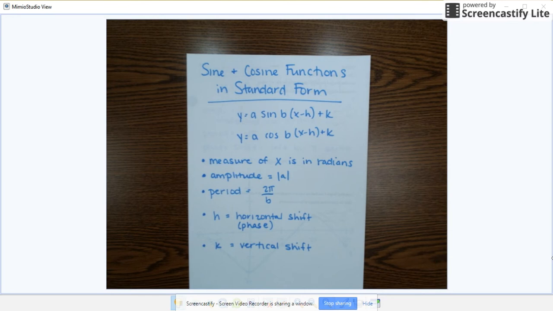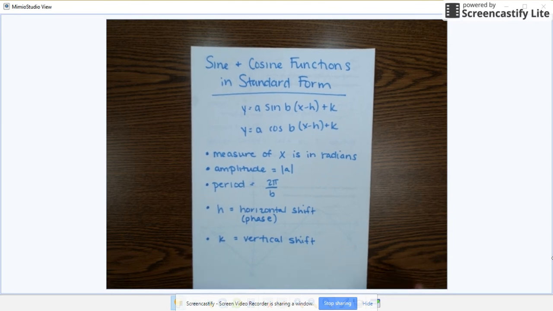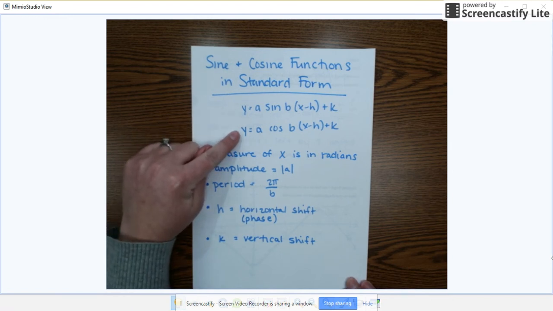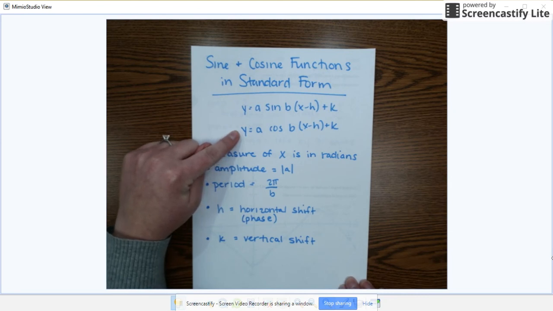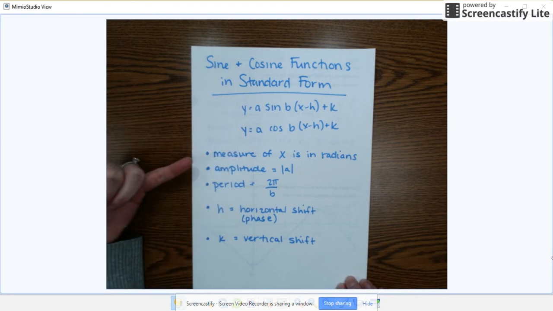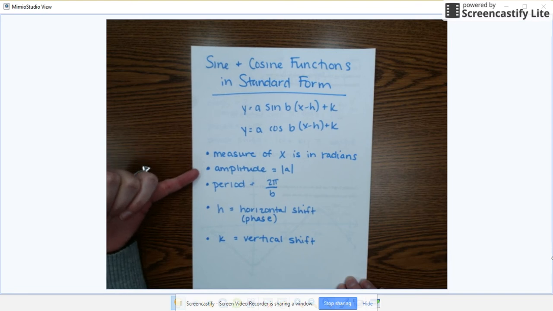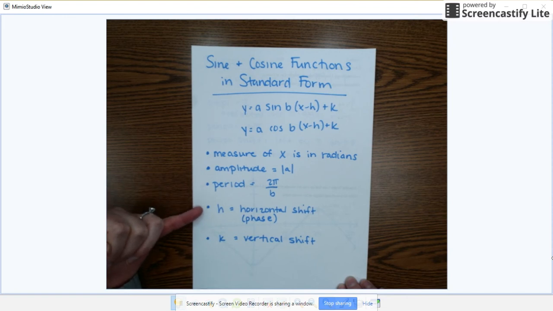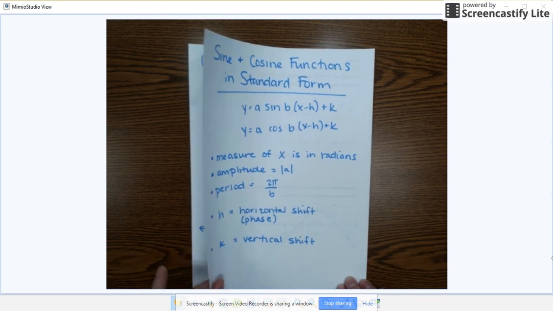Okay, here is just a lot of the information we talked about the last couple days in one place. So a sine of b times x minus h plus k, and then a times cosine of b x minus h plus k. So remember, x always has to be in radians. Your amplitude is going to be the absolute value of a. Your period for sine and cosine will always be 2 pi over b. H is a horizontal shift, also called a phase shift, and then k is where you go up or down.